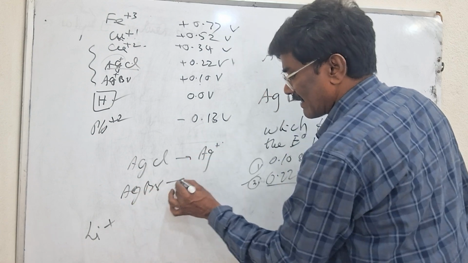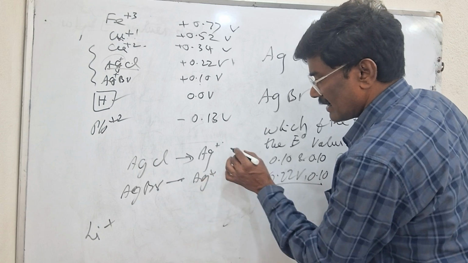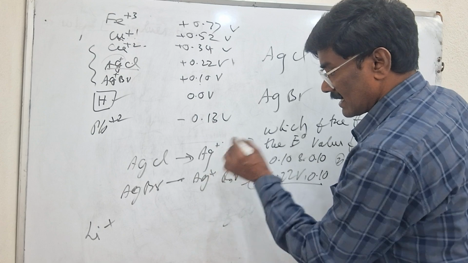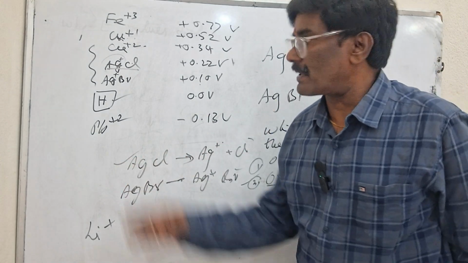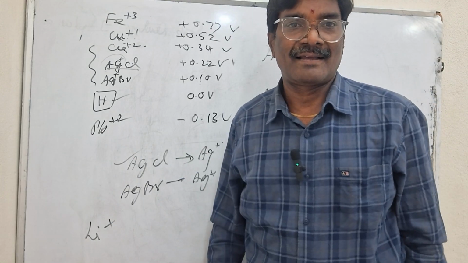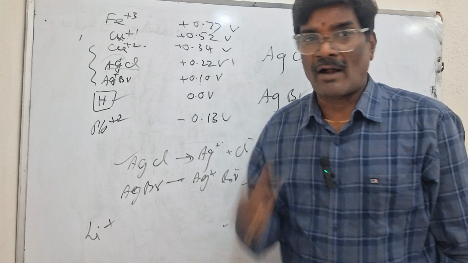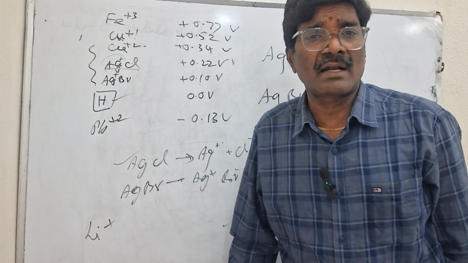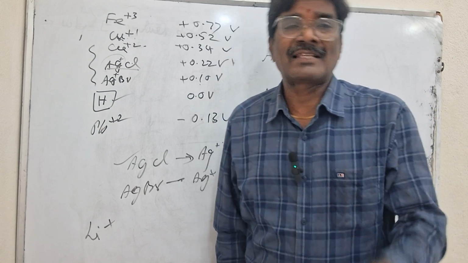What is the reason here? That is the IIT level point of view. Here Ag, here also Ag, here Cl minus and Br minus. But this gives Ag+ ion more easily. Why? Because it is more ionic. Very simple reason. How do you know it is more ionic? Already we have studied in first year chemical bonding, Fajan's rules.